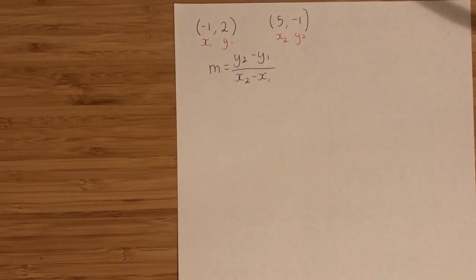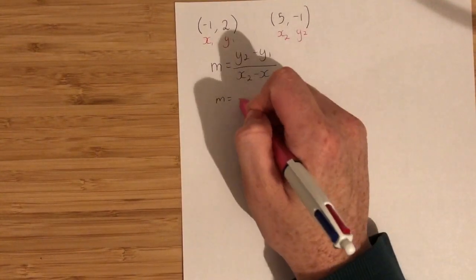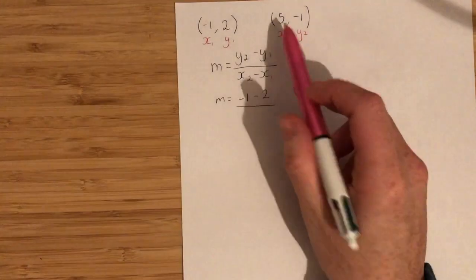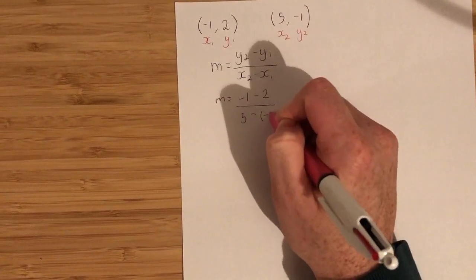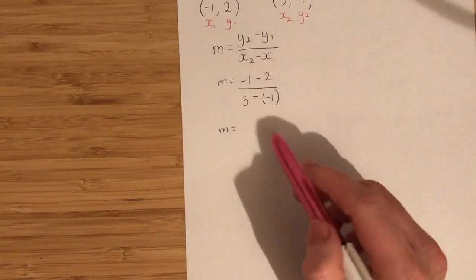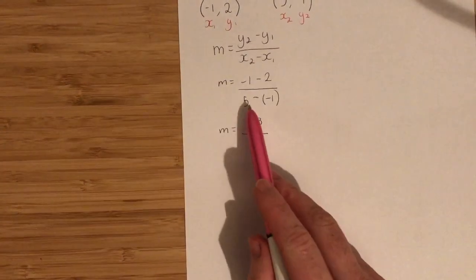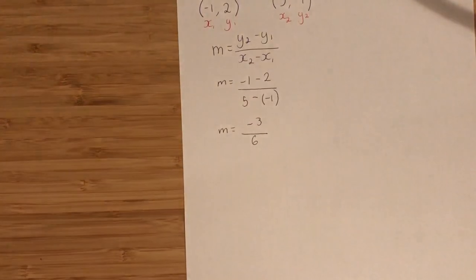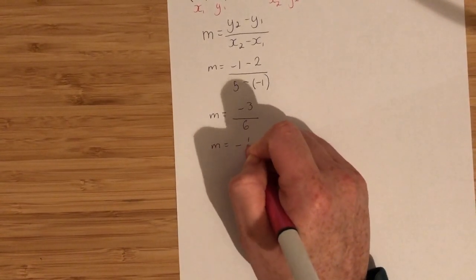Okay, so for the gradient, let's substitute that in. So m equals negative 1, take away 2, over 5 minus negative 1. And let's tidy that up. Negative 1 minus 2, that's minus 3, over 5, take away a negative 1 is the same as 5 plus 1, so 6. And again, we can simplify that to m equals negative 1/2.